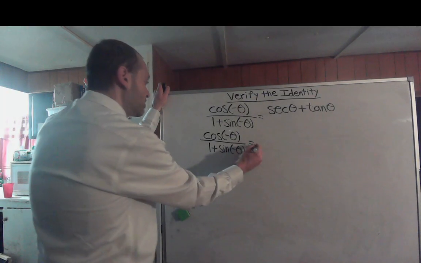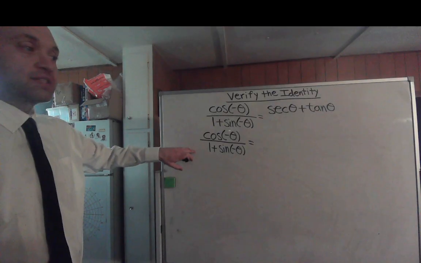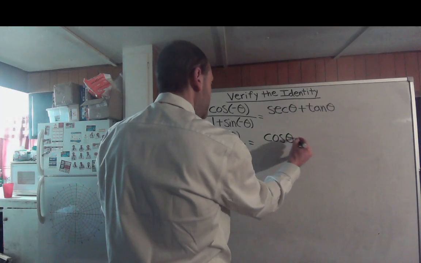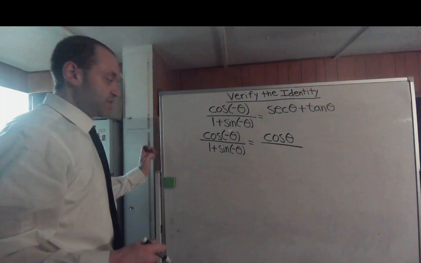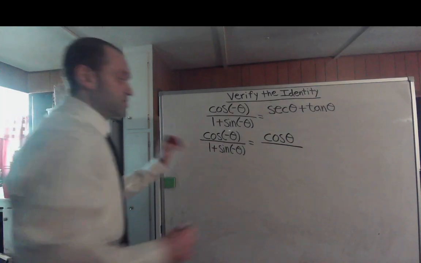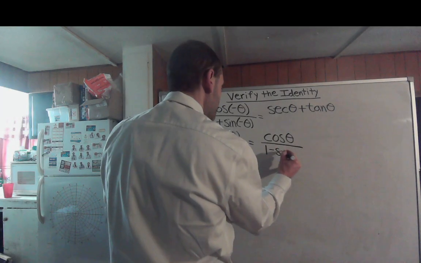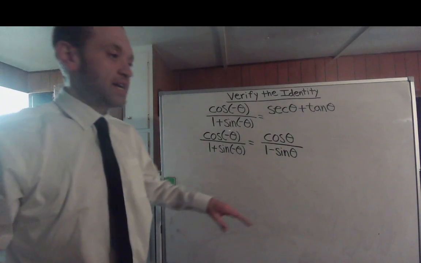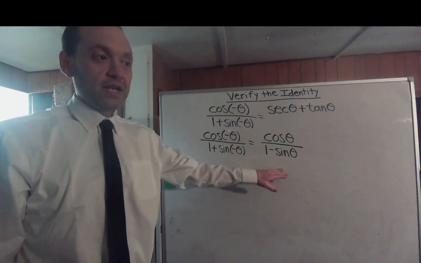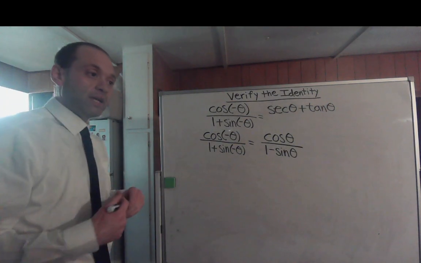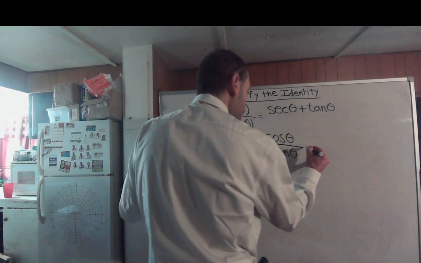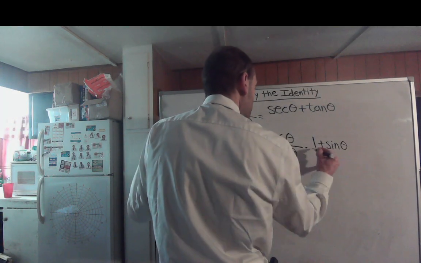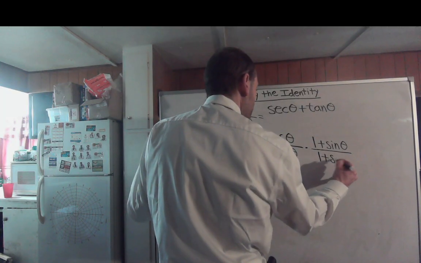All right, so to start with, we have some even and odd identities. Cosine is even, so that would just become the cosine of positive theta all over your denominator. Well, sine's an odd function, so this would turn into 1 minus the sine of theta. Now, of course, we don't want to have a difference or a sum in the denominator, so we need to rationalize the denominator by multiplying by its conjugate. So this would be times 1 plus the sine of theta all over 1 plus the sine of theta.